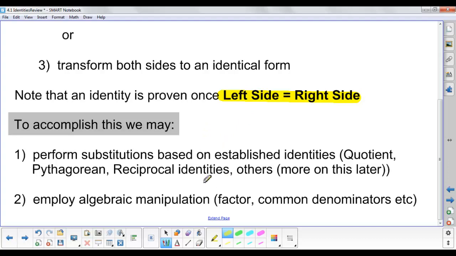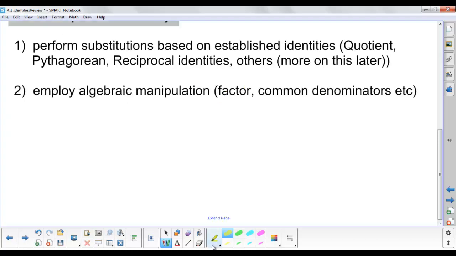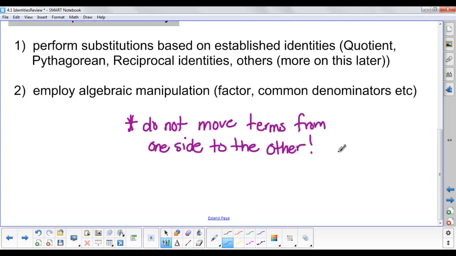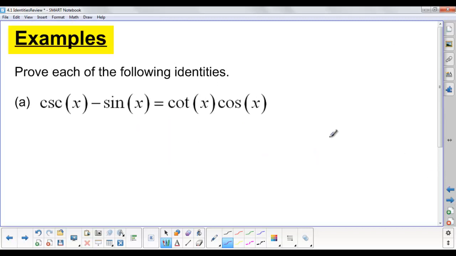In order to do this, we can do some substitutions based on the identities that I showed you on the previous slides, and we can do some algebraic manipulation. The one thing that you cannot do is move terms from one side to the other. Everything on the left side stays on the left side, and everything on the right side stays on the right side. So what we'll do is work on a few examples.